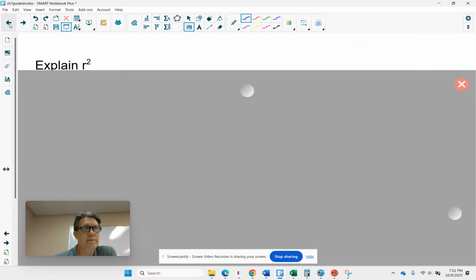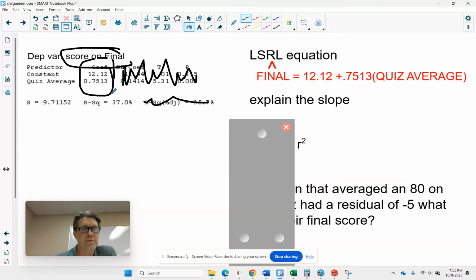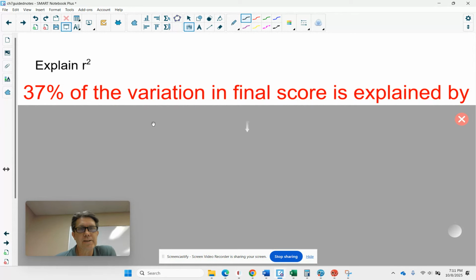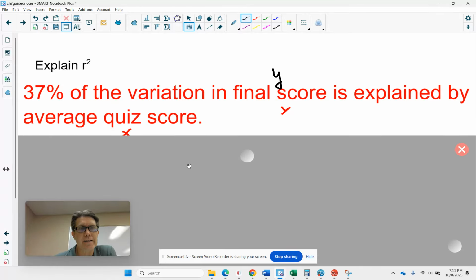Explain r squared. Okay, so again, we have to find r squared. R squared is 37. So 37% of the variation in final score, remember it's variation in y, is explained by x, average quiz score.